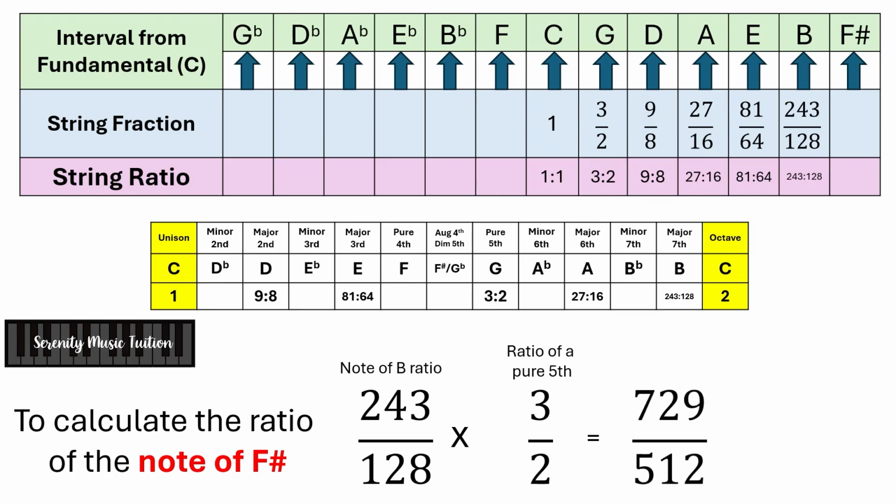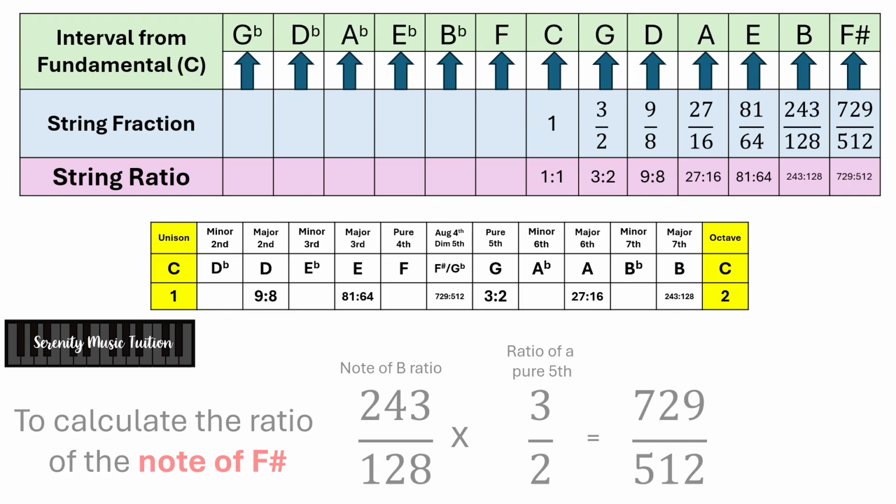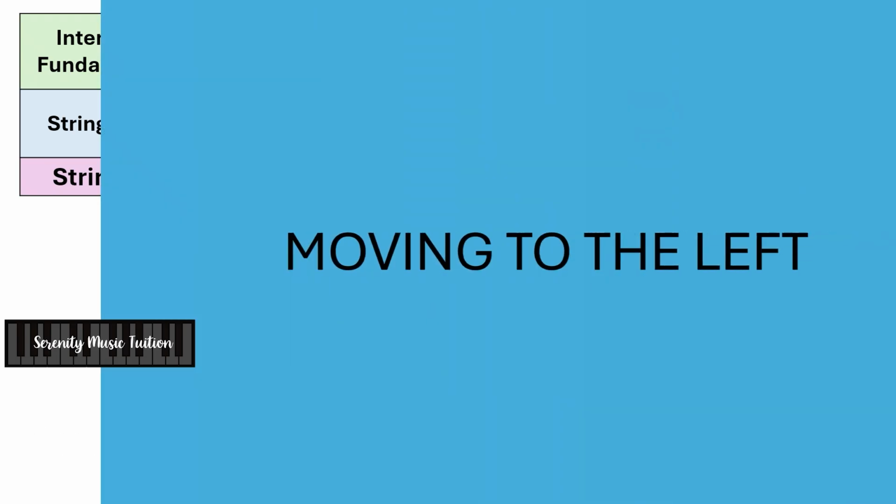This is the interval ratio needed to produce an augmented fourth. This is a vital interval which we will need to calculate the fourth note in the Lydian scale, which has a fundamental note of F and a fourth note of B. Let's add this to the table. OK, it's time to calculate the intervals required to produce the notes on the left.